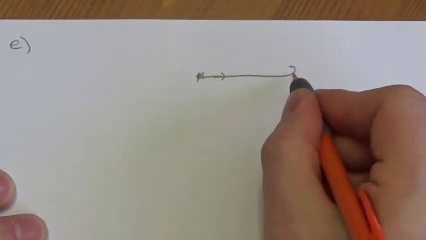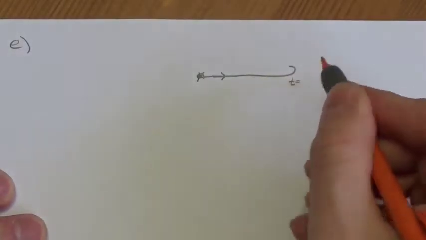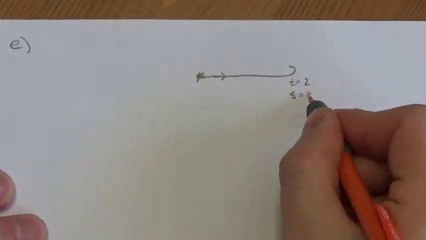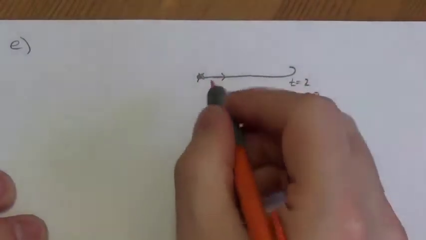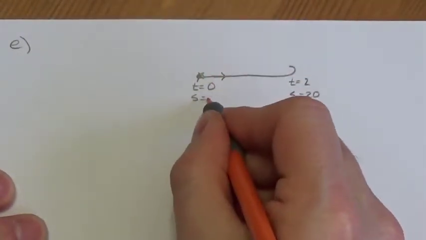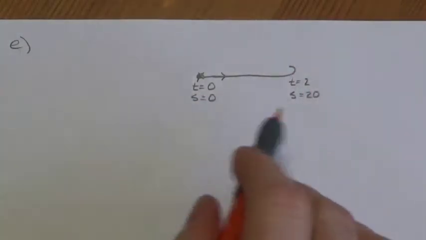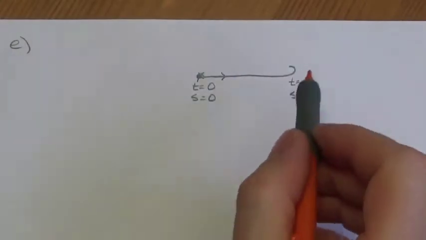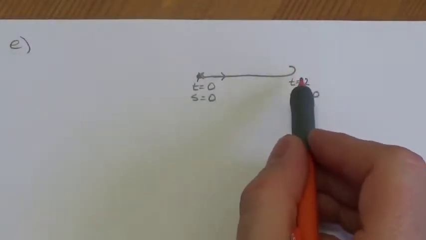Now, right here at this moment, I know that my time is 2. I know that my displacement is 20. Over here, at the beginning, I knew my time was 0, and I knew my displacement was 0. Now I'm going to fill in velocity here in just a second, but I'm going to keep working like this. So I know that it changes directions at 2.